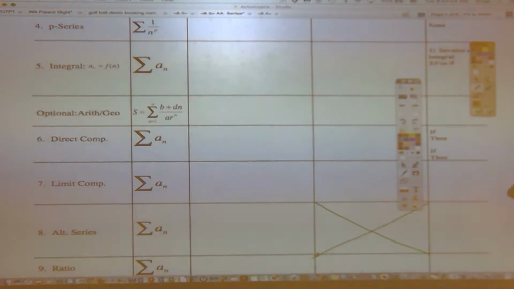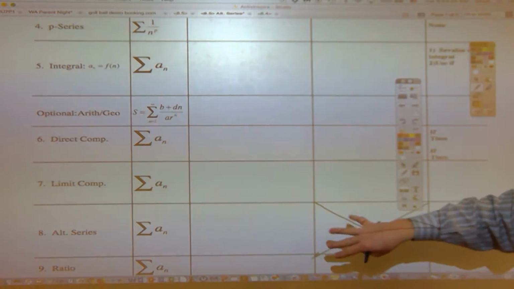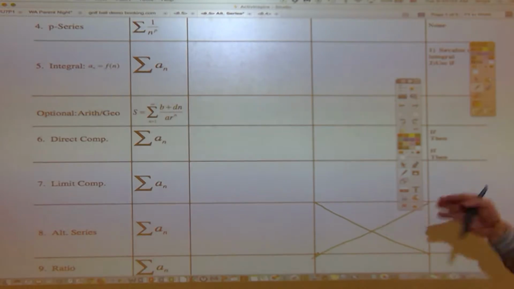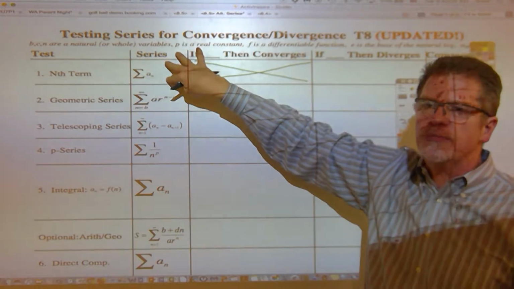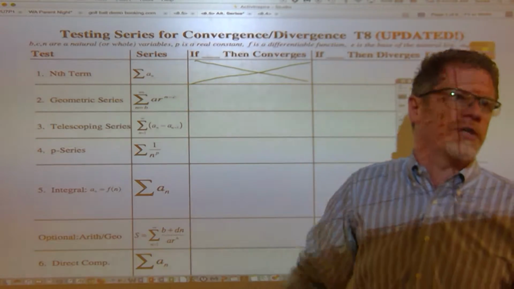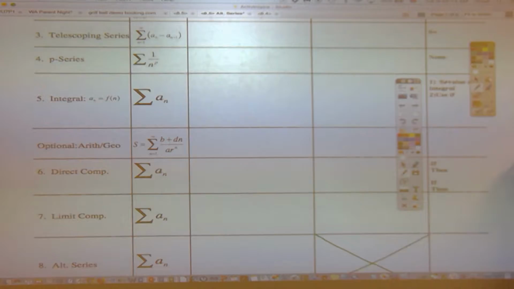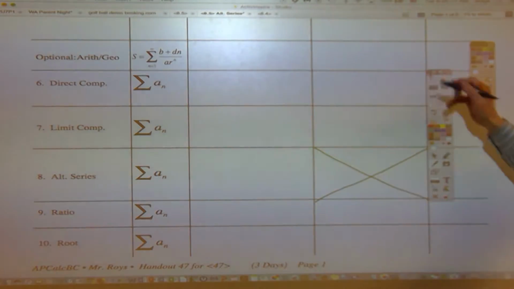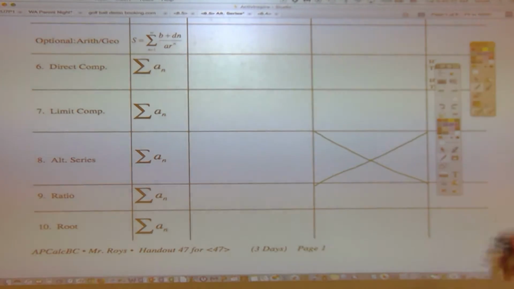So what happens is when you get an alternating series that doesn't satisfy the conditions for convergence, then we're going to go to the nth term test and use it on the alternating series in order to confirm that they diverge. So 1 and 8 work as companions. So here we go. Let's take a look at the alternating series test.